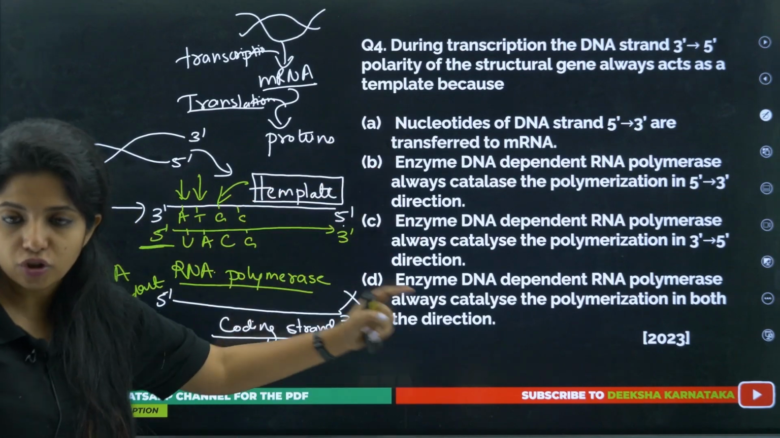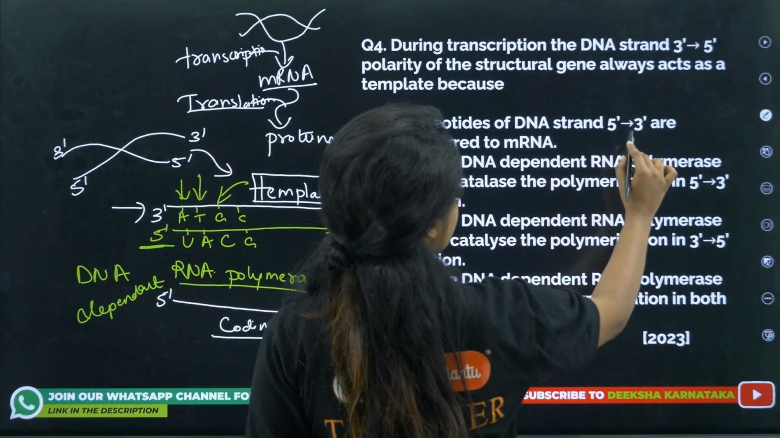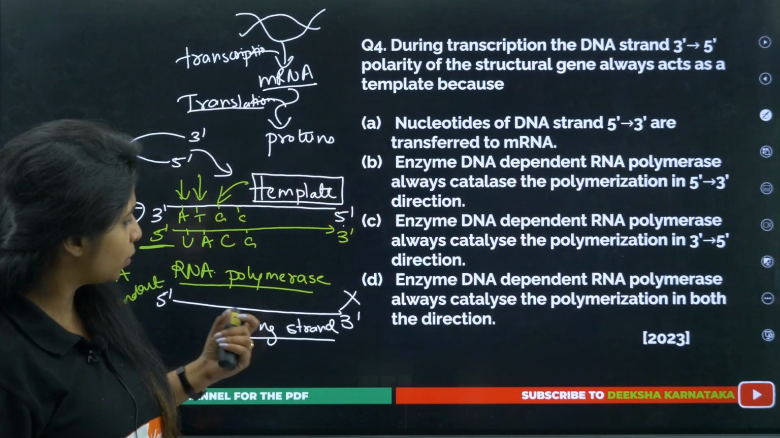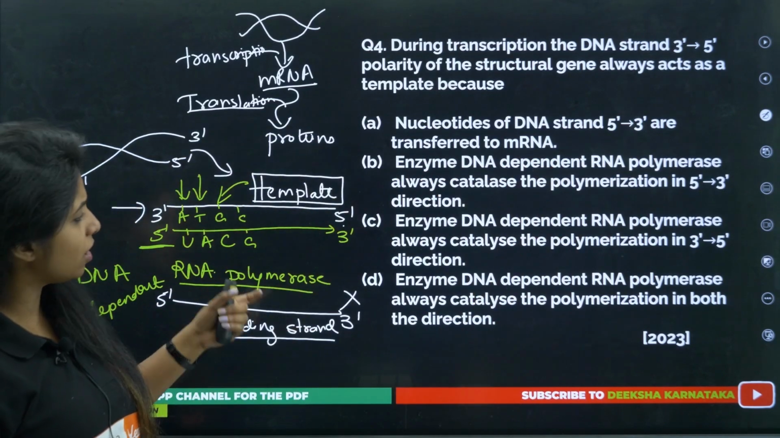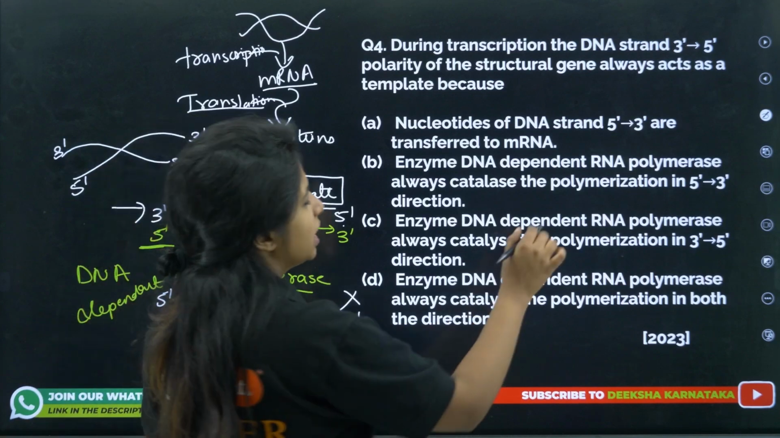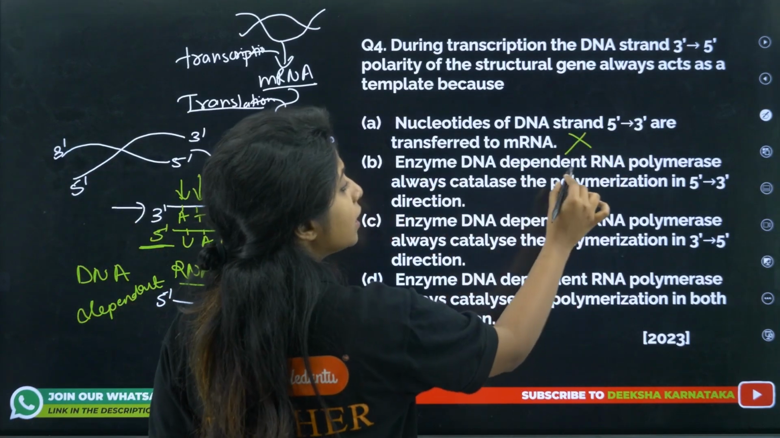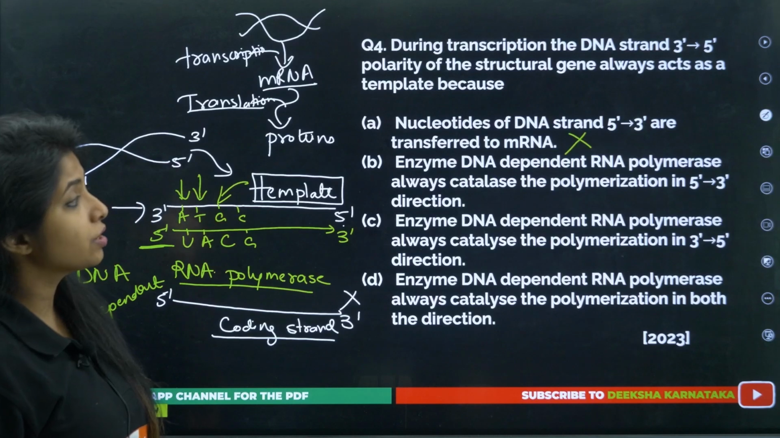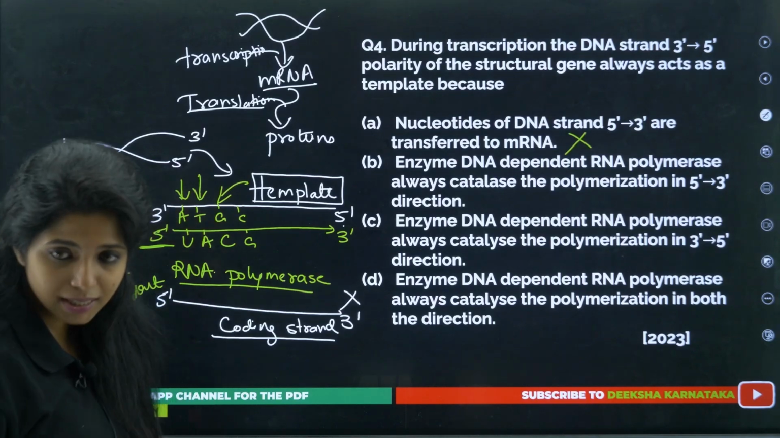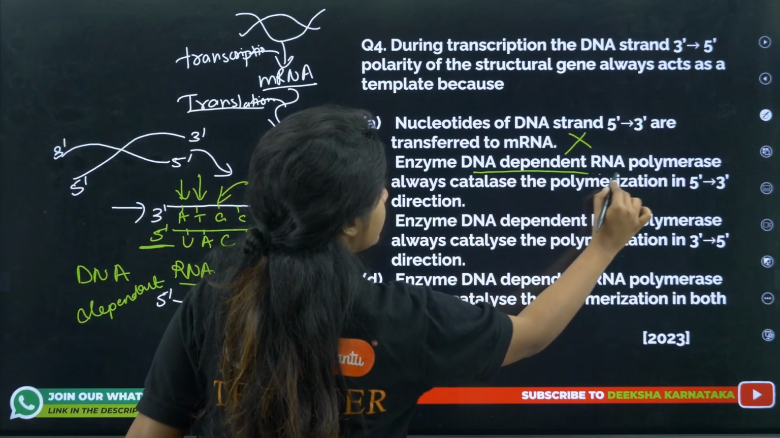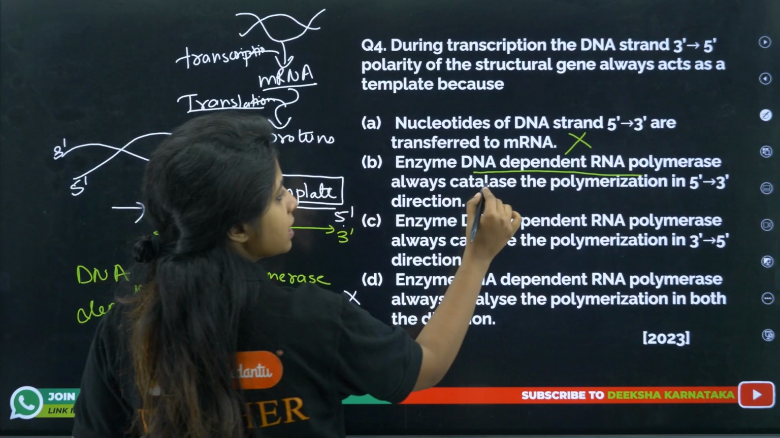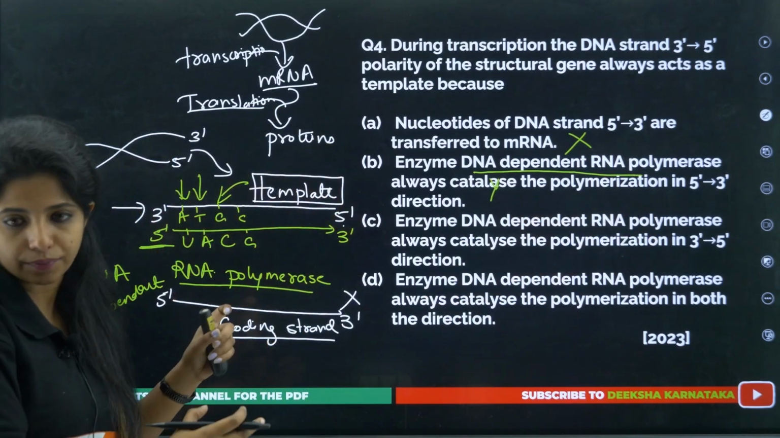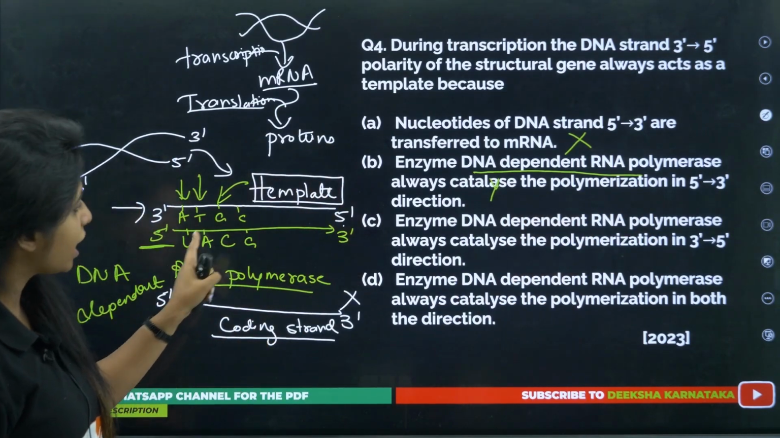Now we have to match the option. So nucleotides of DNA strand 5' to 3' are transferred to mRNA. Is it so? Nothing of that happens. Enzyme DNA dependent RNA polymerase always catalyzes the polymerization in 5' to 3' direction.